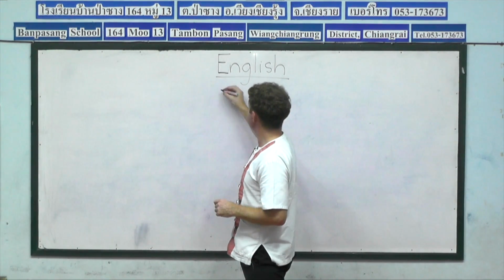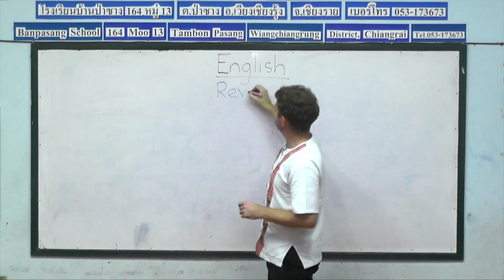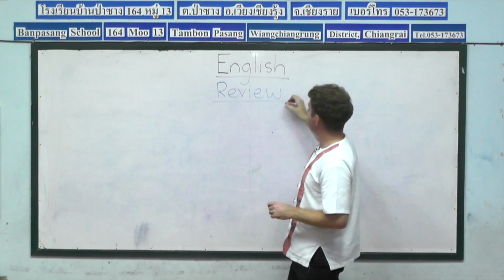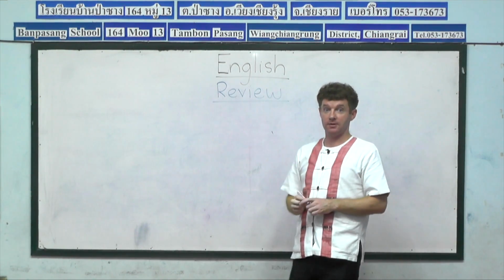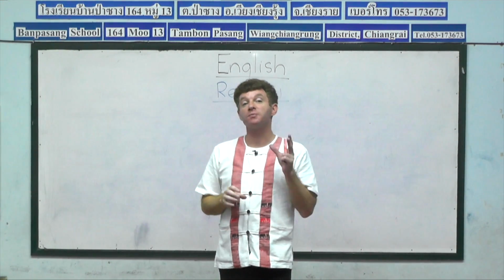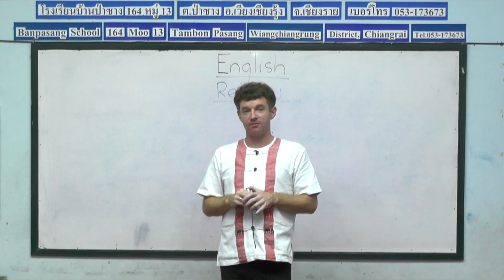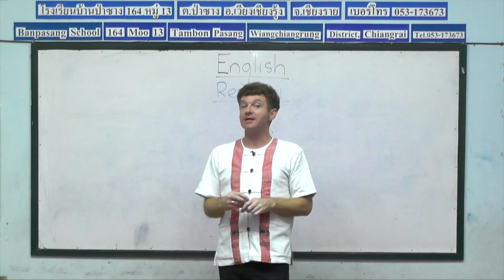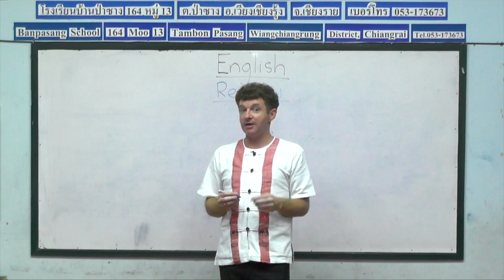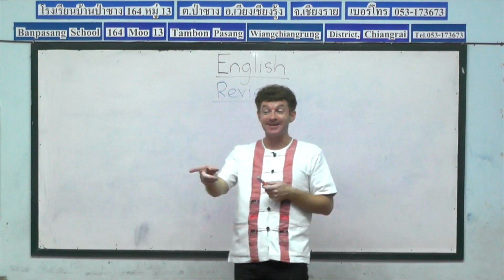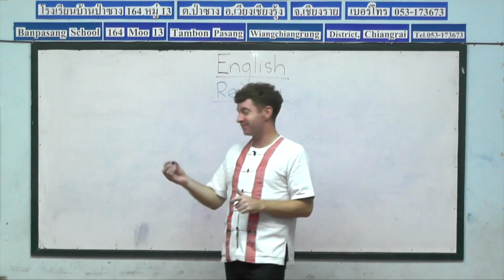And review is spelled R-E-V-I-E-W. So all together, review. Yes. And there were 3 different types of words that we've been learning about recently in English. And what we've been doing is learning how to change them into their different forms. And the first group of words we were looking at are describing words. And they are adjectives. Well done.